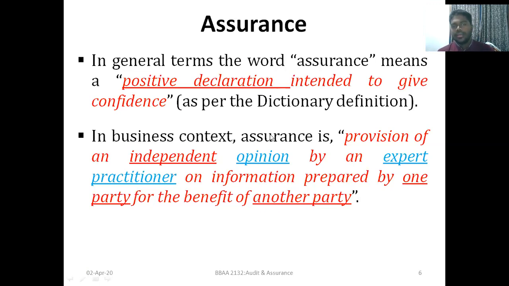Actually, assurance in the business context is providing an independent opinion or conclusion by an expert person on information prepared by one party for the benefit of another party. Normally, companies and organizations each year, after 12 months, start from January and end in December, or otherwise start from April and end in March. January to December, April to March, the 12 months.